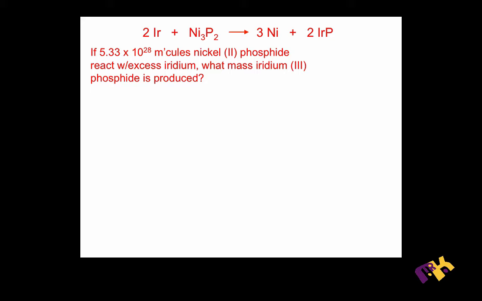Okay, so why don't you try this one on? There's a couple of questions here for you. You are given the balanced chemical equation, so that's kind of nice. They're asking you if we had 5.33 times 10 to the 28th molecules of nickel 2 phosphide and have it react with an excess supply of iridium, what mass of iridium 3 phosphide would be produced. If you would work through that, and then if you have that taken care of, hop into the next question.